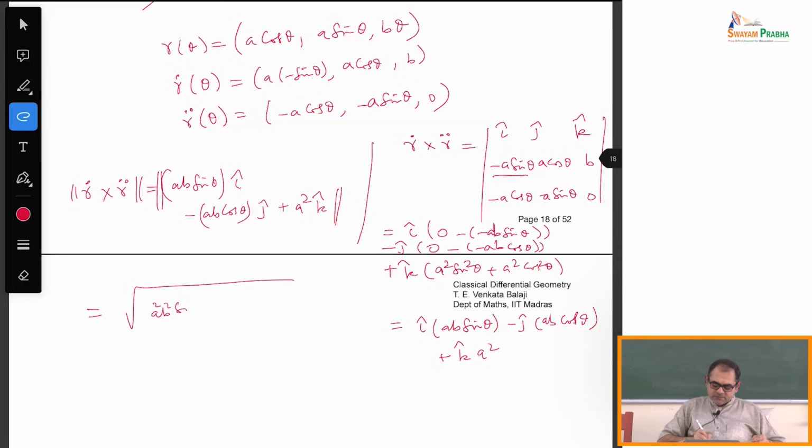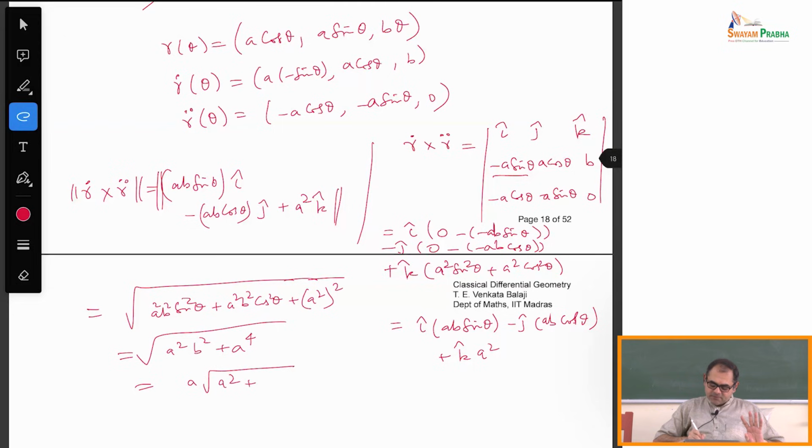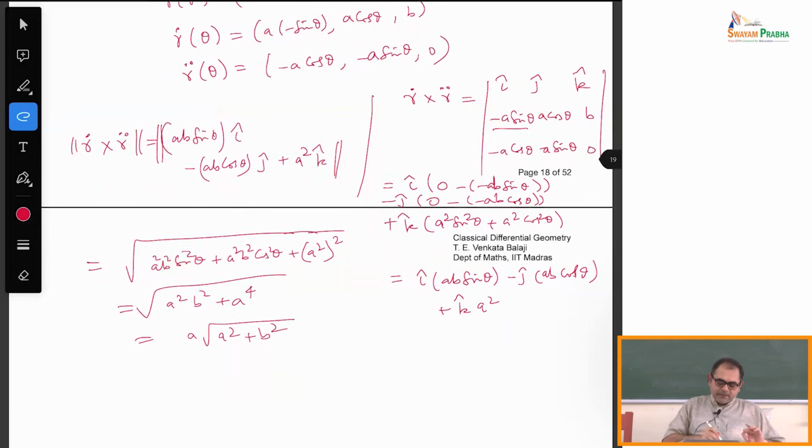So a squared b squared sin squared theta plus a squared b squared cos squared theta plus a squared, and this is going to be a squared. Something's wrong. Yeah, here there should be a square. So this is going to be a squared b squared plus a to the power 4, and I'm going to get finally an a will come out, and inside I'll get root of a squared plus b squared. Okay, so I get this.